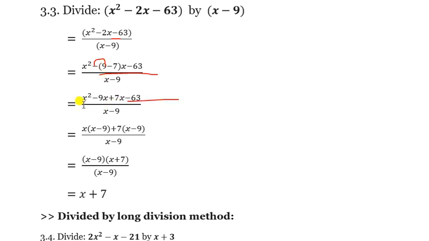Then again by grouping, x square minus 9x, then 7x minus 63. By this grouping, in this one we can take common x, so x minus 9, and here will be x minus 9 after taking common 7. So x minus 9 will come here, and x plus 7 also after taking x minus 9 common. Then here x minus 9, and here also x minus 9 we can cancel. Then x plus 7 will be left. So x plus 7 is the required quotient.